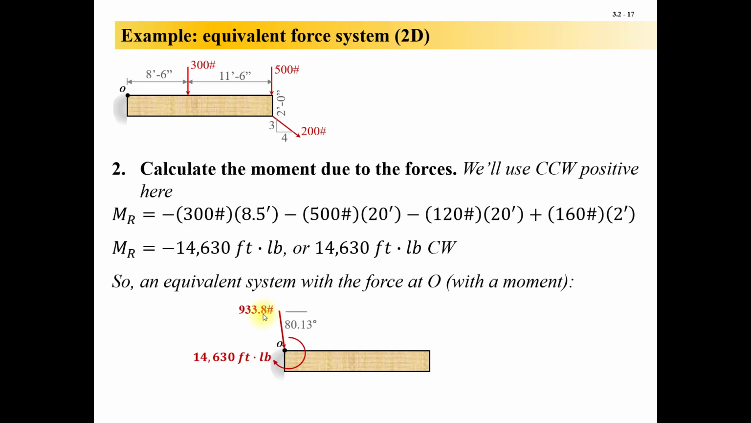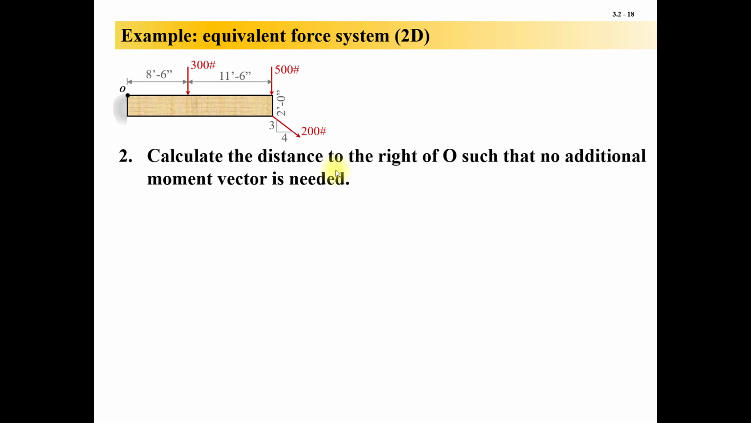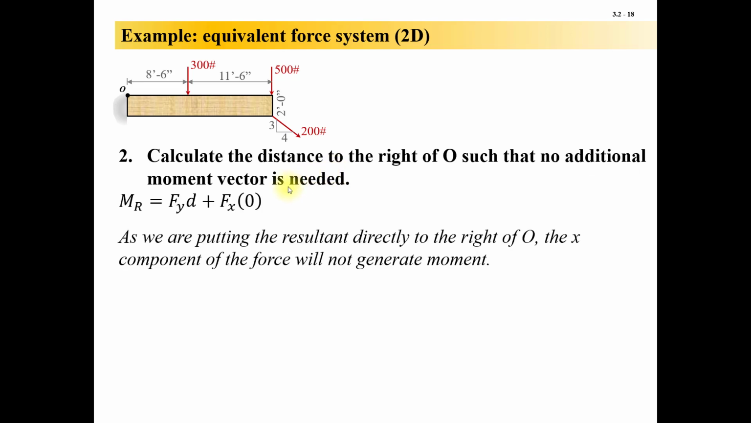Okay, that's going to have an impact on me when I go to calculate what the moment impact is of this 933.8. If I'm moving it in the X direction, then the X component of this 933.8 will be acting through O. It will generate no moment about O, the X component, the smaller part, but the Y component will. You'll see that here. Now, let's calculate the distance to the right of O such that no additional moment vector is needed. So like I said, we are going to move it directly to the right along the x-axis, so no moment will be generated by the x component.